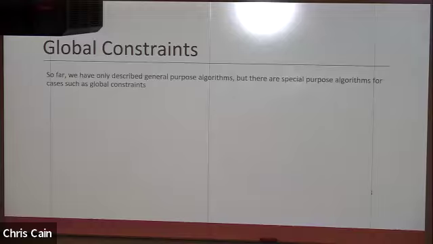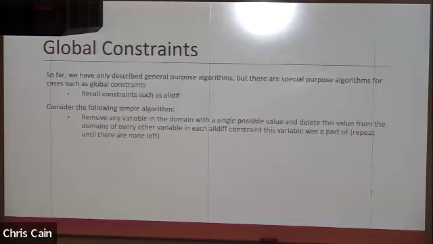So there are special purpose algorithms if you can phrase your problem in terms of global constraints instead of sets of binary constraints. So sometimes, instead of just having those binary constraints, analyze the problem, come up with an associated logically equivalent global constraint, and then you can apply a more efficient algorithm to it. So constraints like all diff. Let's take a look at this algorithm and analyze it. Remove any variable in the domain with a single possible value. Delete that value from the domains of every other variable in each all diff constraint that this variable was a part of.